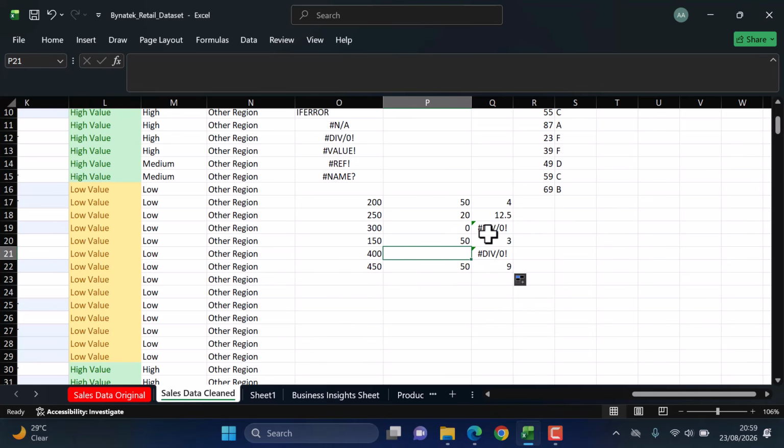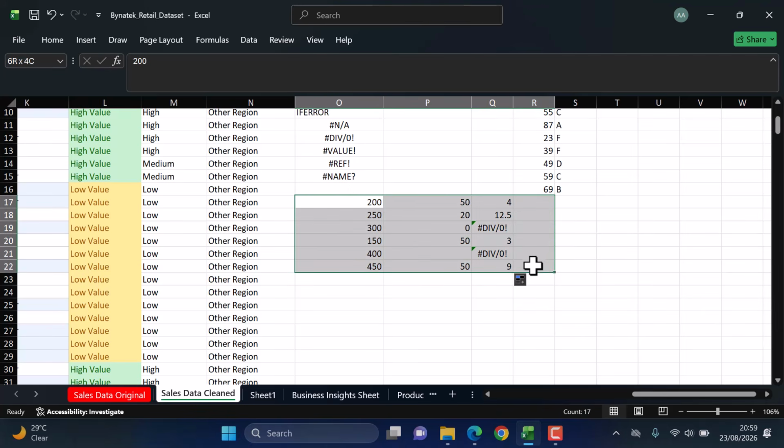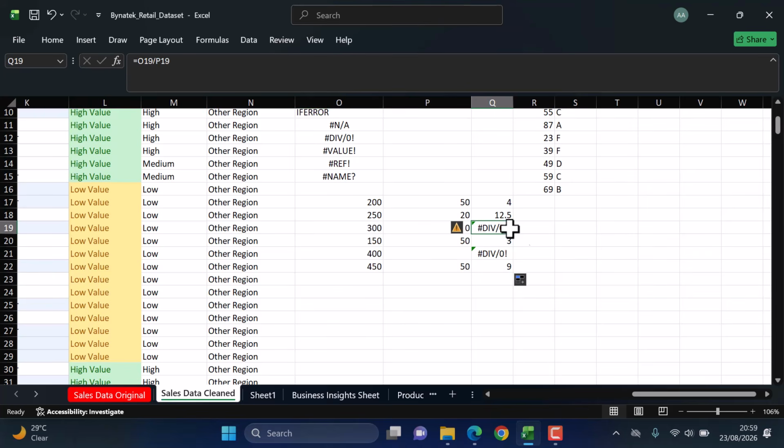So this is where IFERROR comes into play, because this doesn't look nice. If you are reporting, if you are submitting this file, you'll be asked, what's #DIV/0? Why is this there? You can't leave that. Obviously, everybody knows it's an error. So how do you fix it? You would use an IFERROR, right?